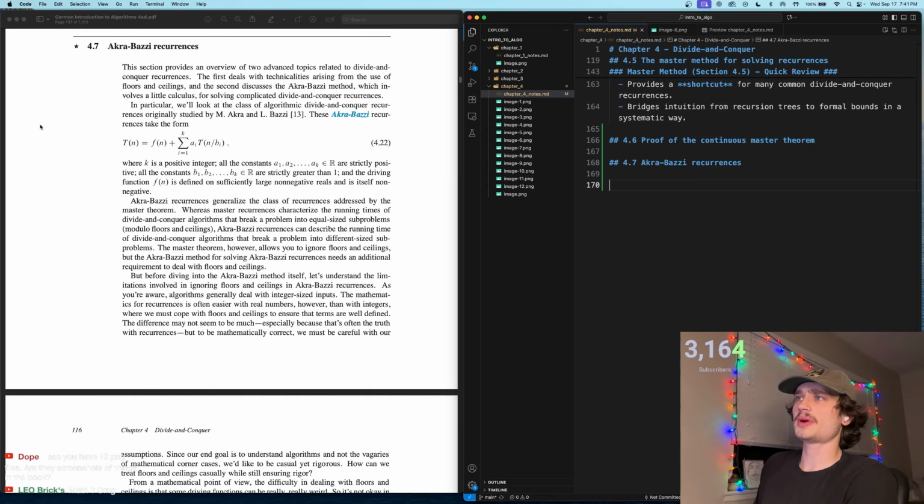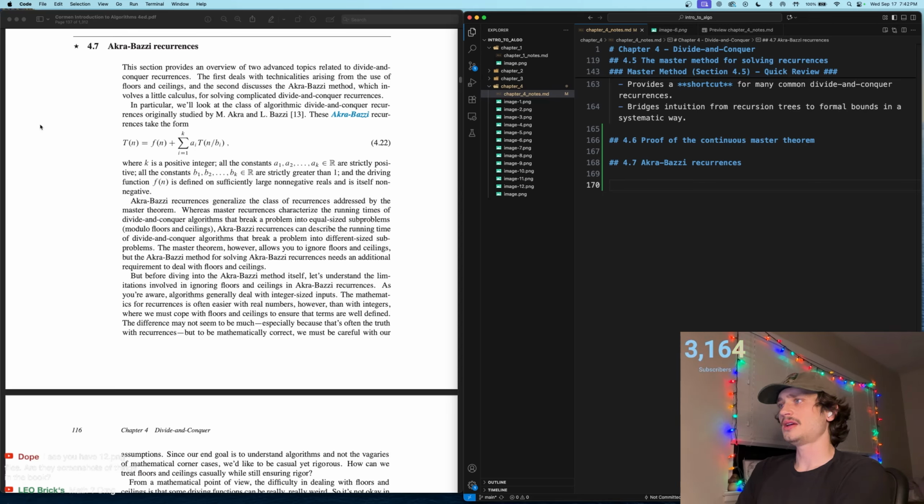4.7. Akra-Bazzi recurrences. This section provides an overview of 2 advanced topics related to divide and conquer recurrences. The first deals with technicalities arising from the use of floors and ceilings, and the second discusses the Akra-Bazzi method, which involves a little calculus for solving complicated divide and conquer recurrences. In particular, we'll look at the class of algorithmic divide and conquer recurrences originally studied by M. Akra and L. Bazzi.